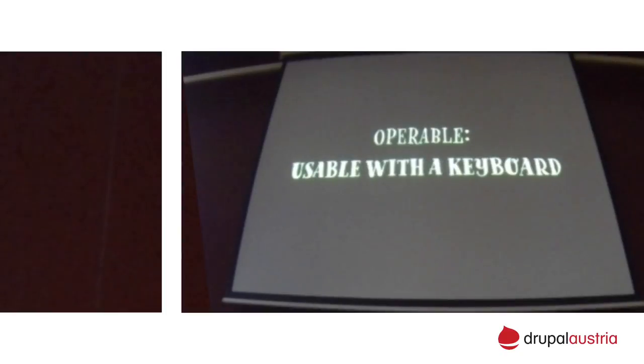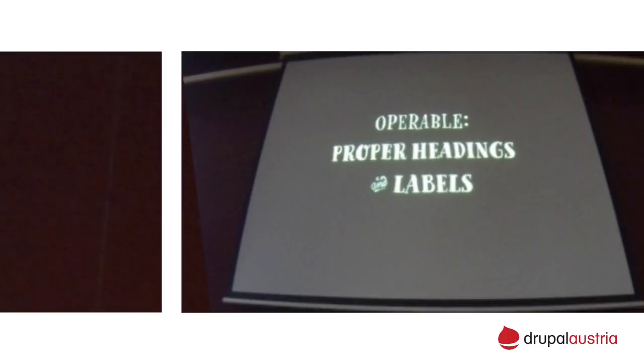Operable. The principle is that it should be usable with a keyboard. It has things like having proper headings and labels. So if you got an input field, there is a label element in HTML5. You should just use that label element to connect those two, because then a screen reader that approaches that can say what this input field actually is instead of just input field. Basically, the same with the button thing.